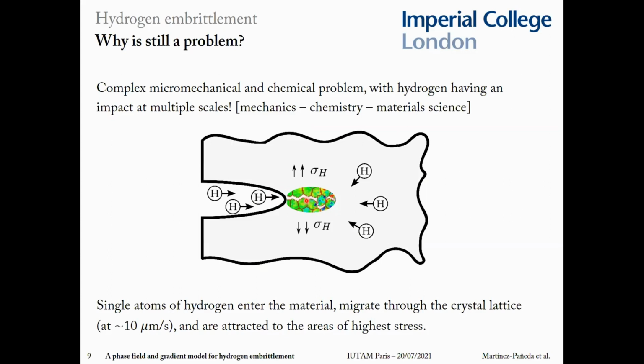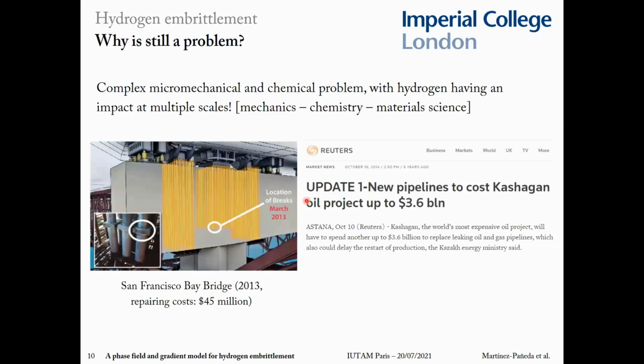For example, by changing the dislocation mobility, by also bringing down the bonding strength between metal atoms, and so on. So developing a predictive model for hydrogen embrittlement has long been considered sort of an elusive goal. And of course, that, needless to say, has some very important consequences for engineering practice.